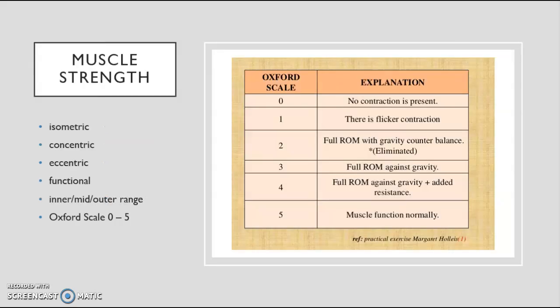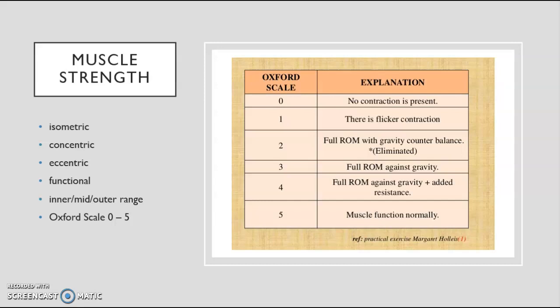We're looking at muscle strength. Once we've looked at active range of movement, had a feel, and looked at passive range of movement, we might have had a look at active assisted range of movement, whereby we might take the weight of the limb while the patient does some active range of movement.